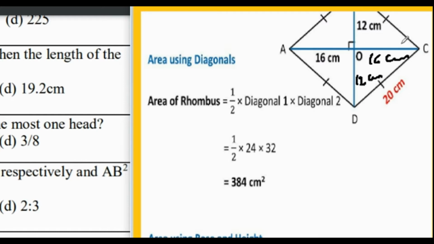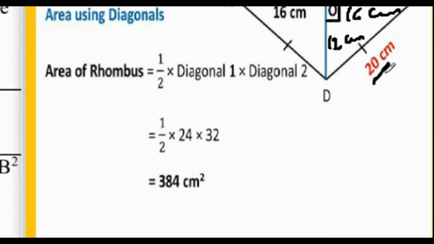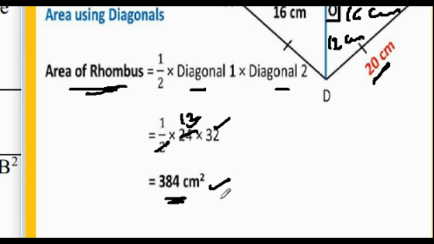Using the Pythagoras theorem, this is a right angle triangle. If it is 16 and it is 12, the side of the rhombus will become 20 centimeters. So we got 20 using the Pythagoras theorem. Now we know the area of a rhombus formula: half into d1 into d2, where diagonal 1 is 24 and diagonal 2 is 32, which is given in the question. Half of 24 is 12, and 32 into 12 is 384 centimeters squared. So we got the area of the rhombus, which is 384 centimeters squared.